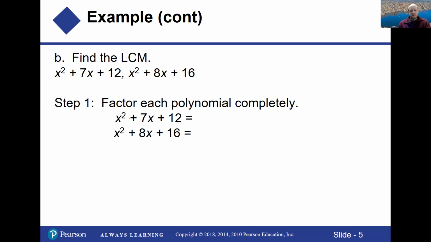Okay, so if I have x squared plus 7x plus 12, remember we have to find multiples of 12 that add to 7. So that would be 3 times 4. So I'd have x plus 3 and then x plus 4. And this one would be x plus 4 times x plus 4. So that's from our factoring unit in chapter 6.